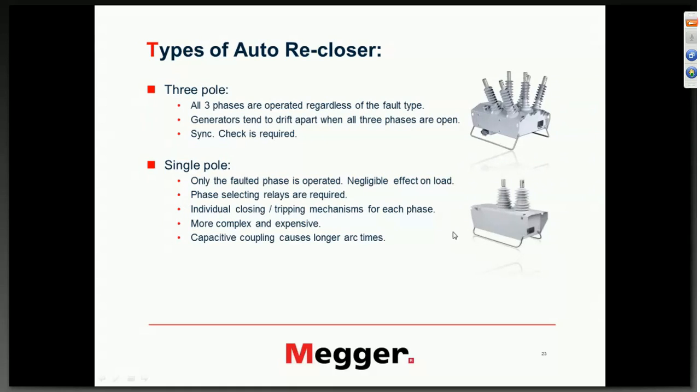And associated with the single pole, you need to have individual closing or tripping mechanisms on each phase. Naturally, it is more complex and more expensive because you're not just doing it generally on all 3 phases. You're segregating your phases or faulted phases, and you need to have tripping and closing mechanisms individually for all the phases that you have.